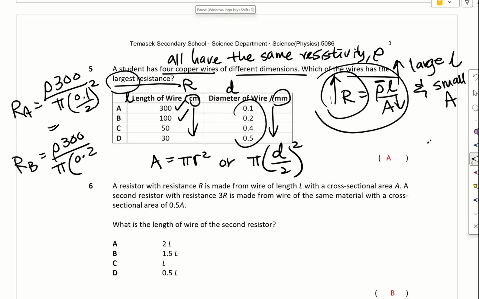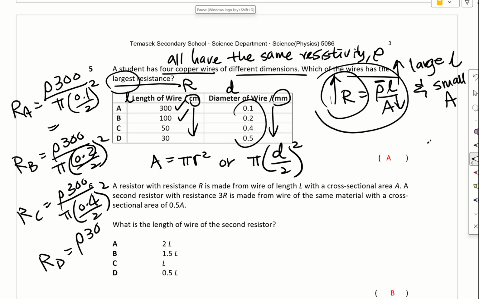So this is 0.2 over 2 squared. I'm using the diameter, so I divide by 2 to get the radius, and I square it. So RC is rho 300 pi 0.4 squared, and RD equals rho 300. Oh, sorry, it's not 300. The length for B is 100. The length for C and D is 50, and this is 30 pi 0.5, whole thing squared.